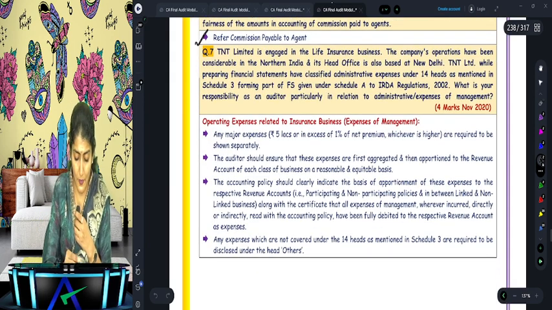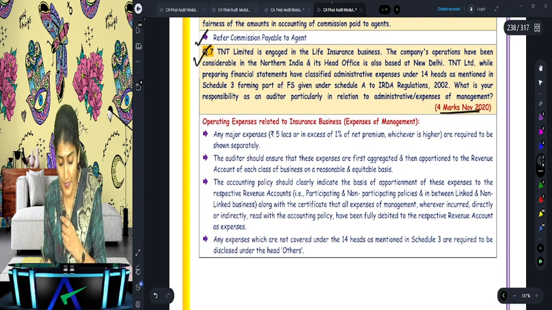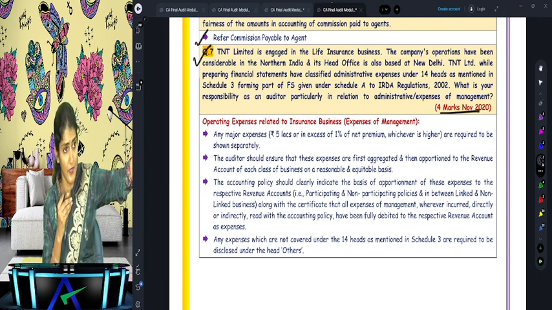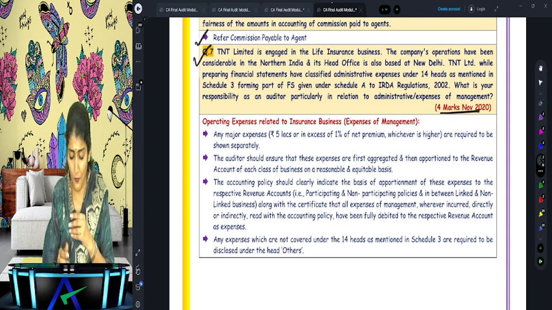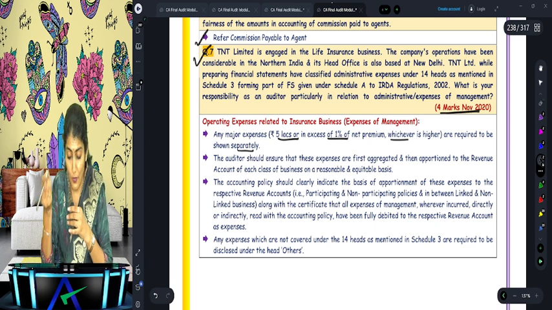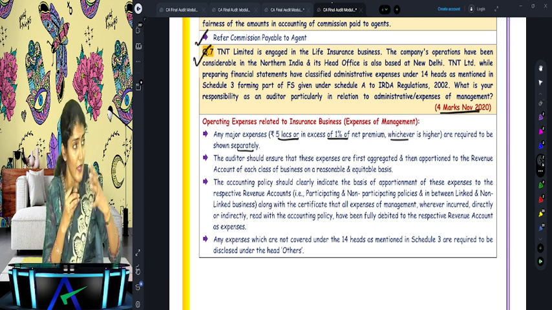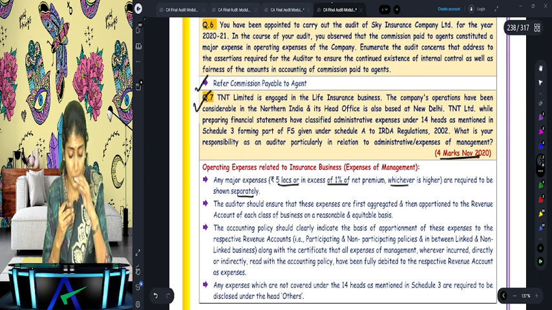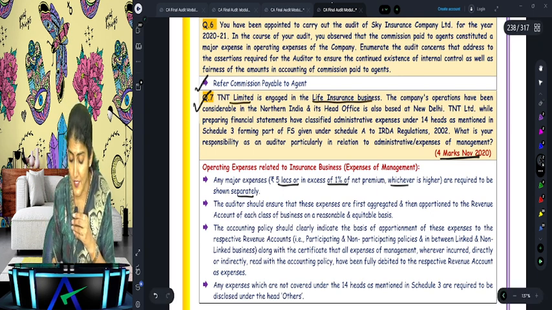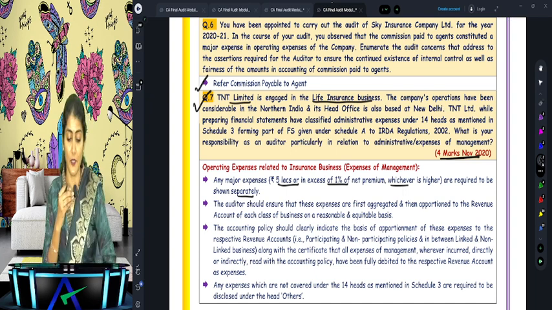And then you have one question regarding the operating expenses. This operating expenses question, have we already discussed it in the general insurance also? 5 lakh or 1% of net premium, whichever is higher, should be shown separately. And expenses not directly related to insurance business are also required to be shown separately. But why did I have to put it under life insurance? Because it says TNT Limited is engaged in the life insurance business. That is why that particular question had to come here.